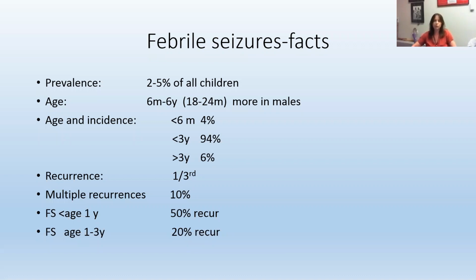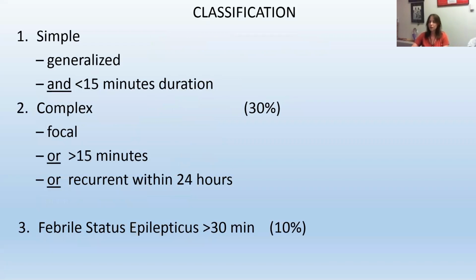Now, the chances for recurrence are higher, up to 50% if the child had his febrile seizure below the age of 1 year, and about 20% in children who have it at the typical age, that is around 1 to 3 years of age. And we classify the febrile seizures into actually 3 categories, but 2 main categories, which will help us then to decide what kind of workup and treatment we should do.